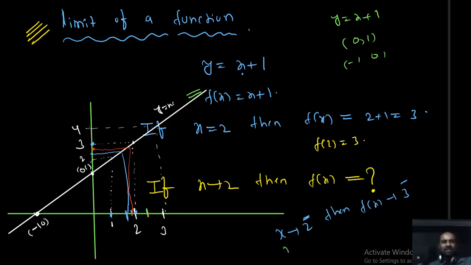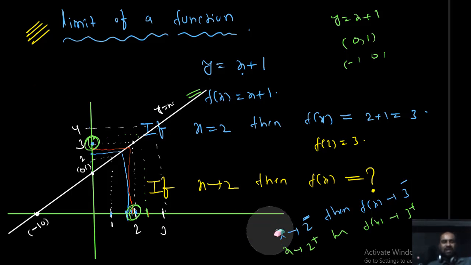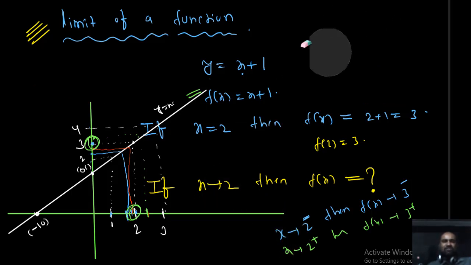Or another way I can say that x is tending to 2 plus, automatically y is also tending to 3, but 3 plus. Then I can say f of x is tending to 3 plus. So by observing this graph, if x is tending to 2, then y is tending to 3. Means if x is tending to 2, the function is tending to 3. That I can write symbolically.